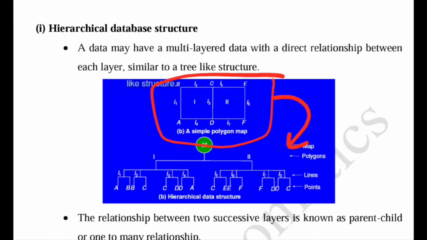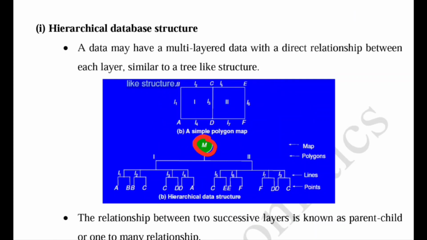For this simple polygon map, there is a map that is known as M. After that, there are two polygons, polygon 1 and polygon 2. Polygon 1 is made with the help of L1, L2, L3 and L4. There are four lines, and the second polygon is made with the help of L5, L3, L6, L7. So there are another four lines. In this, we see that line 3 is common, but since it is in line format, L3 is stored two times, once for polygon 1 and once for polygon 2.